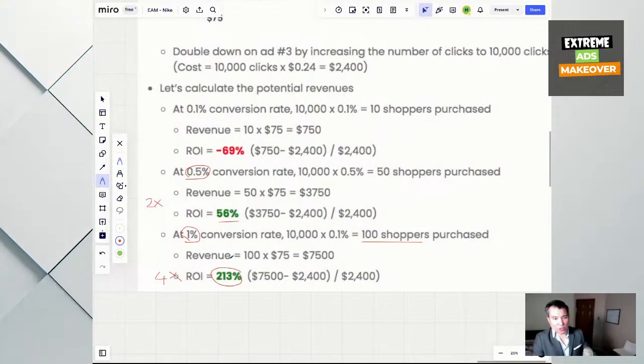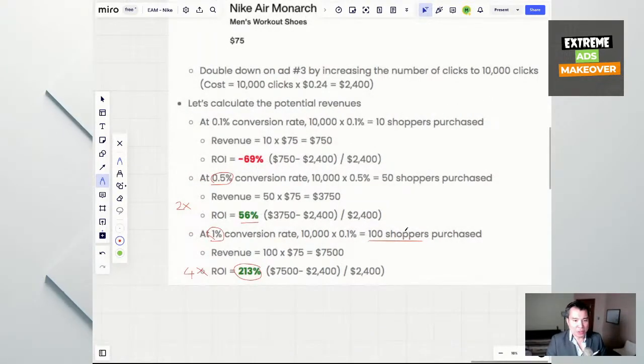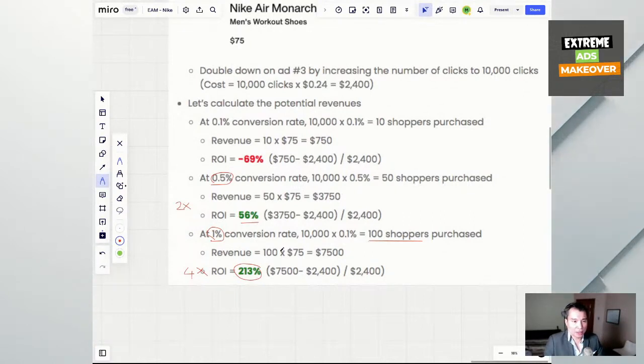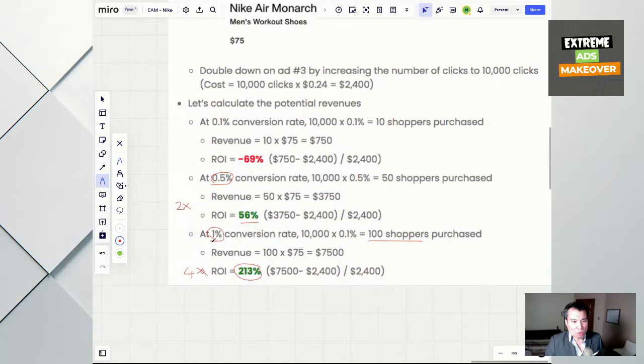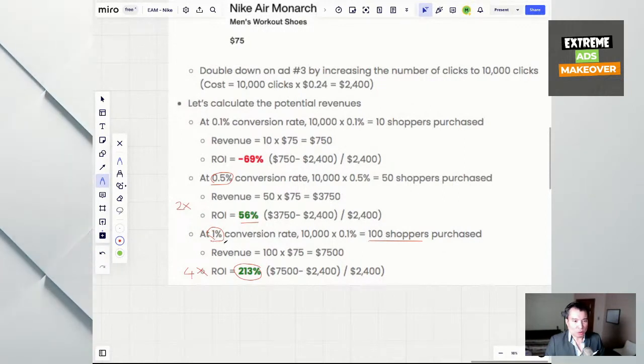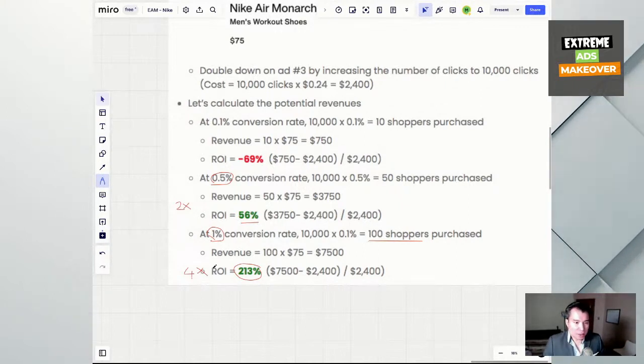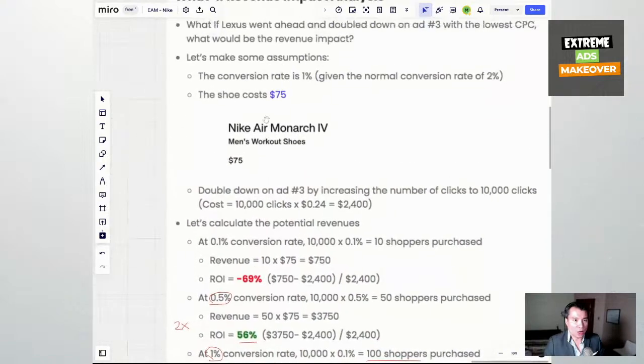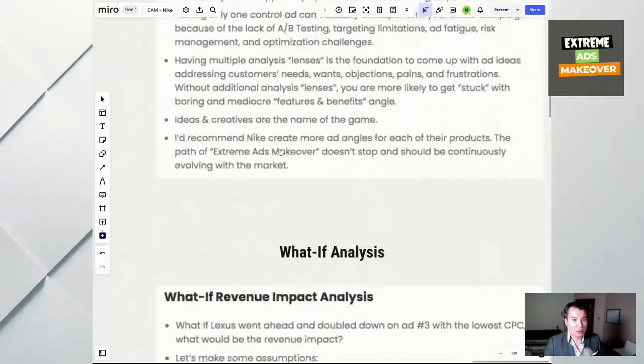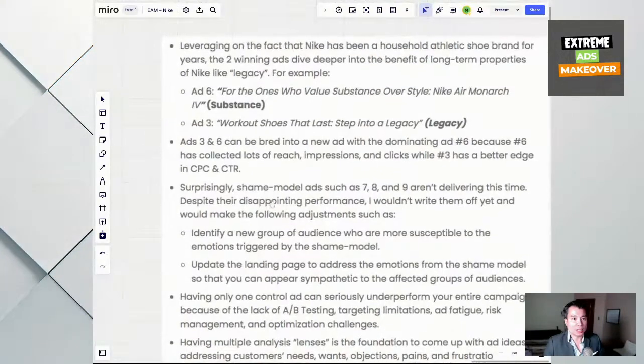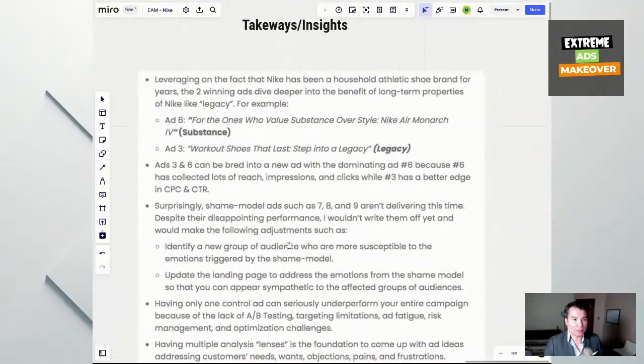Because you know that ad is working and it has the lowest CPC, lowest cost per click. And that's when you pour more resources in and increase the conversion rate. I mean, the industry average is about 2%, but I'm just making it low, very conservative, for you to see the picture. Only 1% conversion rate, you see, 4x ROI. So we talked about the winning ads. We talked about the potential what-if revenue impact. Now let's go to some takeaway insights.